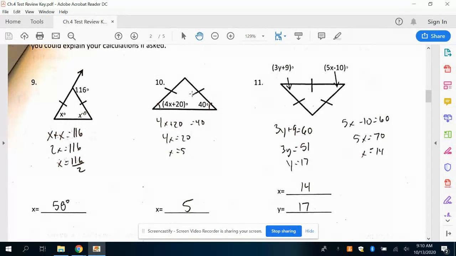10, again, we have an isosceles. So what you should have noticed is these two angles given to you should be congruent because they're across from those congruent sides. So you just take 4x plus 20 and set it equal to 40. So that's how you would do 10.